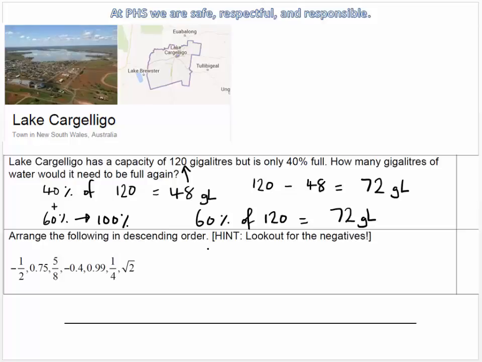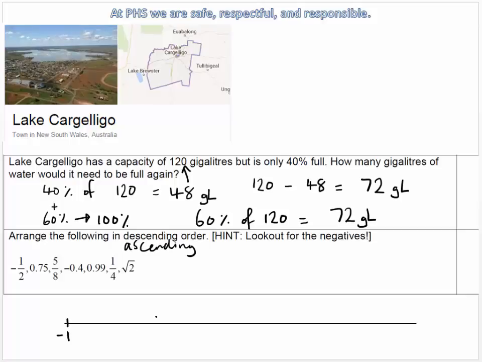Arrange the following in descending order. So what does descending mean? That means you're going from the highest to the lowest. Now for the purpose of this video solution, I'm going to change this. I'm going to say ascending. And that's just so I can do our number line down here.